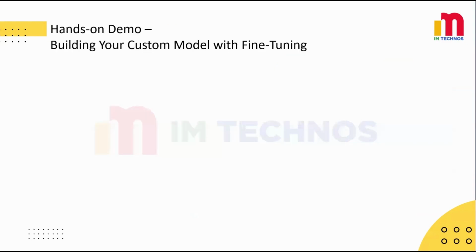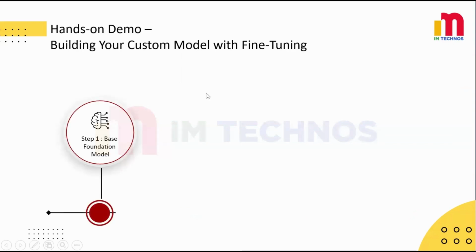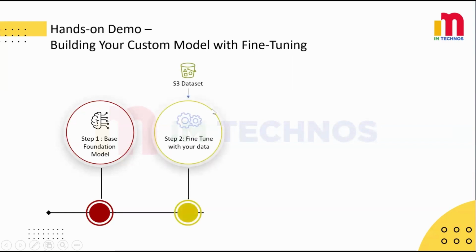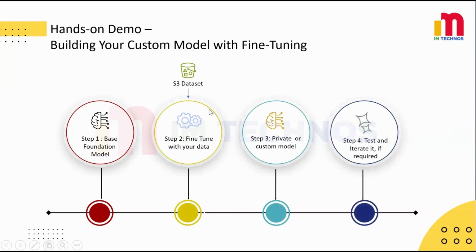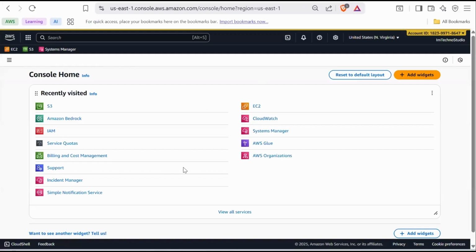Now let's walk through the hands-on process for creating a fine-tuned model. We start with the foundation model, which provides a strong base of general knowledge. Next, we fine-tune it with the dataset in S3, allowing the model to specialize in the domain and adopt specific terminology and style. This produces a custom model designed for the intended use case. Finally, we test and iterate as needed, evaluating outputs. In real time, we can refine the dataset to ensure consistent, reliable results.